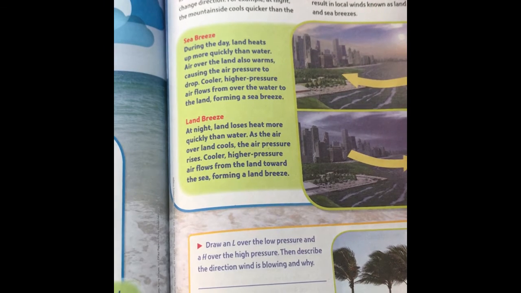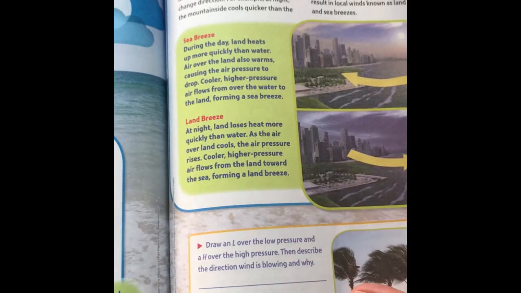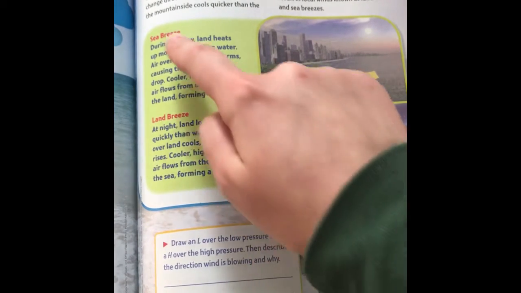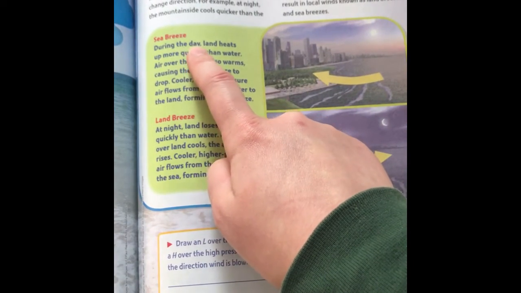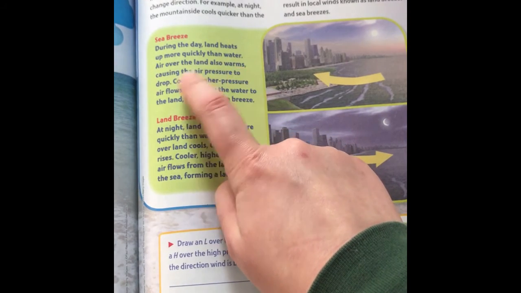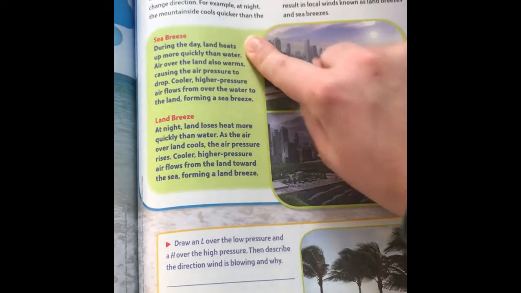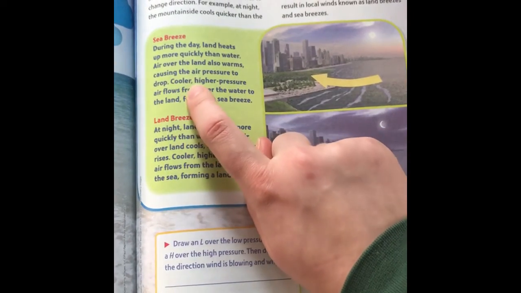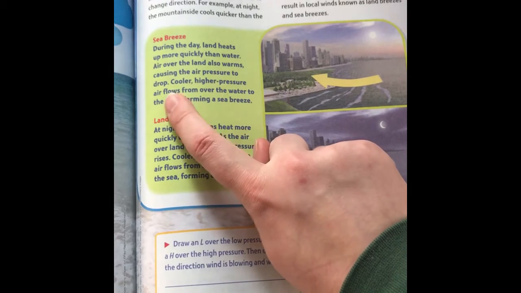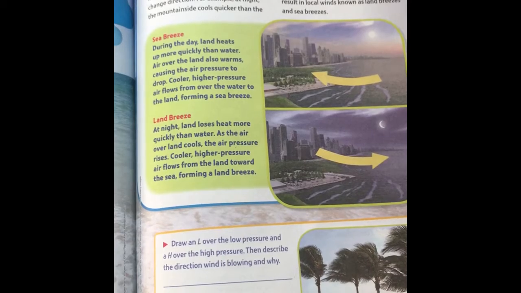Now we have our two pictures here. We have an example of a sea breeze, an example of a land breeze. So our sea breeze happens during the day. The land heats up more quickly than water. Air over the land also warms, causing the air pressure to drop. So we have high temperatures with low air pressure. Cooler air flows from over the water to the land, forming a sea breeze.